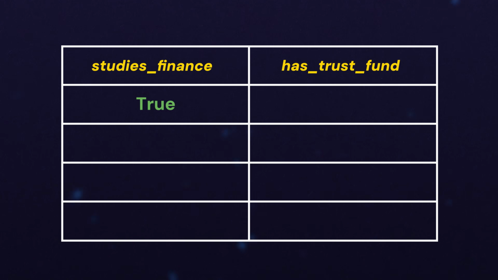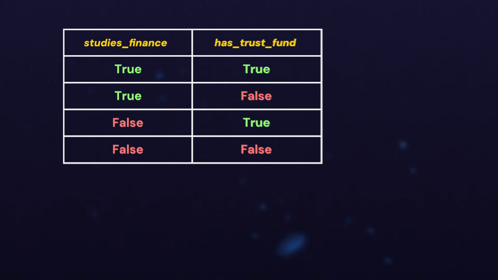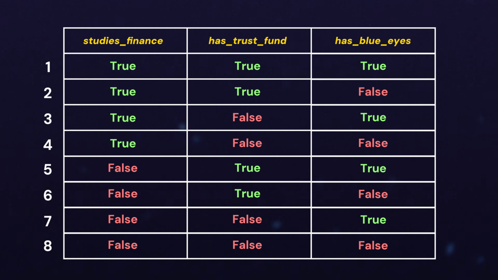Studies finance can be true, has trust fund also true. Studies finance true, has trust fund false. Studies finance false, has trust fund true. Studies finance false, has trust fund false. And that seems manageable, but what happens if we add a third field? Well, if it's also a Boolean, then the number of possibilities actually jumps up to 8 because we have to multiply 4 by the available combinations again, which is 2, getting 8 possible total combinations.